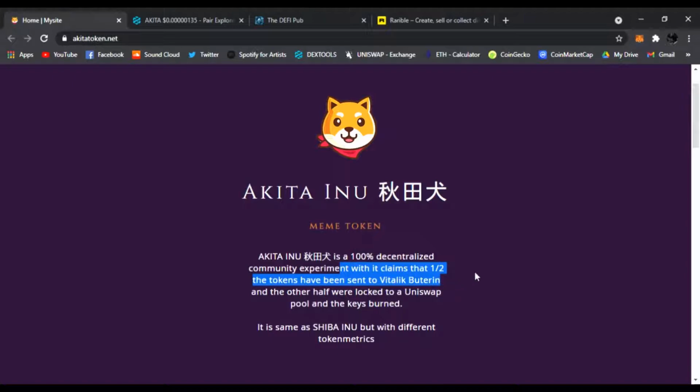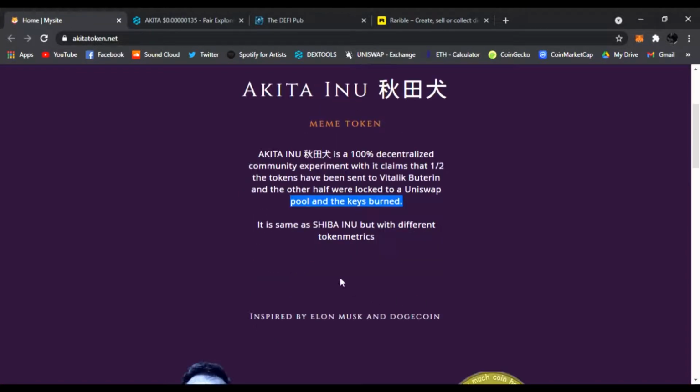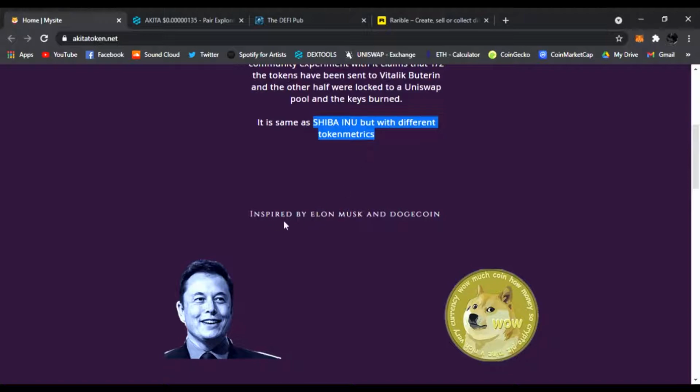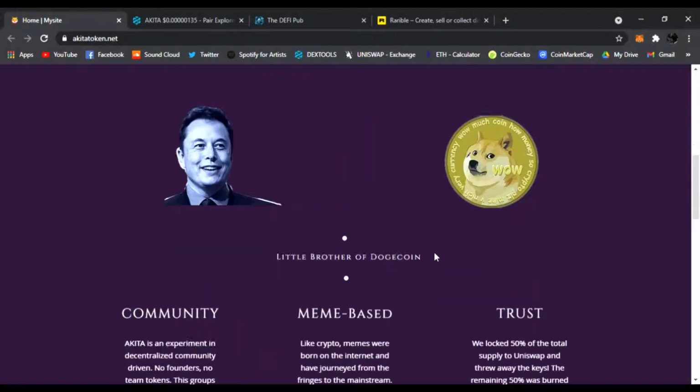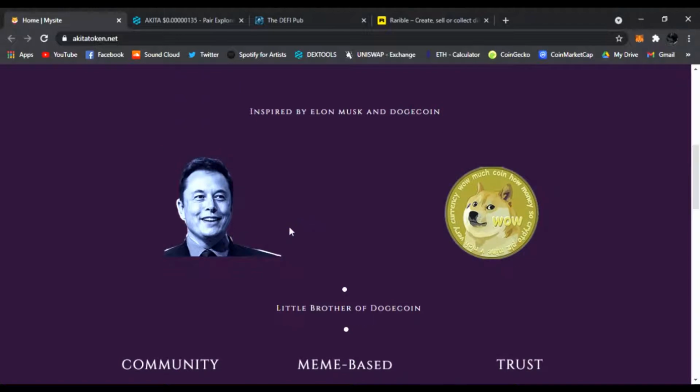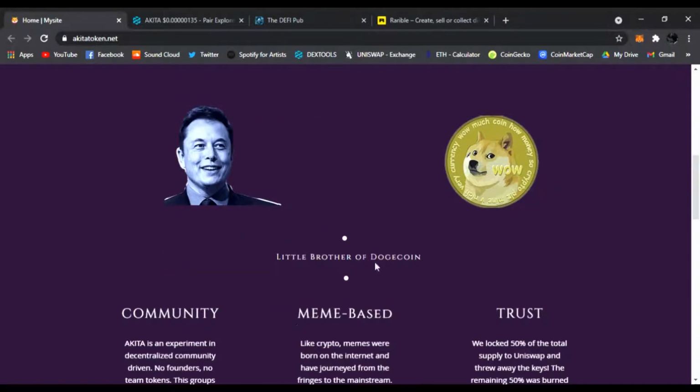I've been seeing that as a trend with these meme tokens. They've been sending half to Vitalik, creator of Ethereum. It's a good little burn mechanism. It gets rid of half of their supply also, but man, if you guys want to get rid of some, send it to me, all right? I won't sell it or anything. But yeah, they're sending it to Vitalik Buterin, and the other half were locked into a Uniswap pool with keys burned, so that's good. It is the same as Shiba Inu, but with different token metrics. Shiba Inu is taking off, so that's really, really cool. Inspired by Elon Musk and Dogecoin, of course, all these meme tokens. These are the kings, King Elon, King Dogecoin, and it's the little brother of Dogecoin.